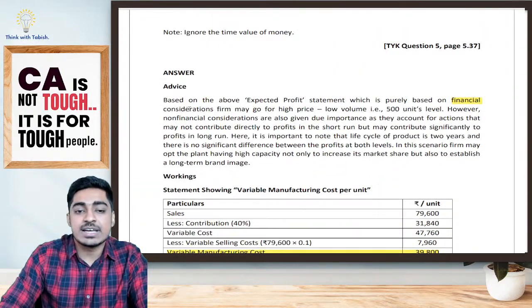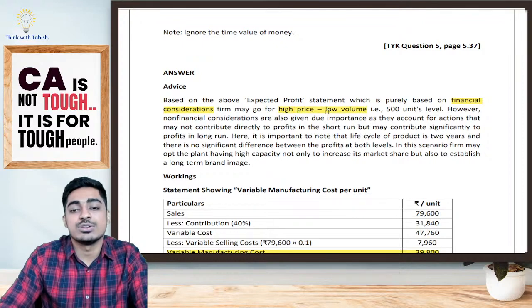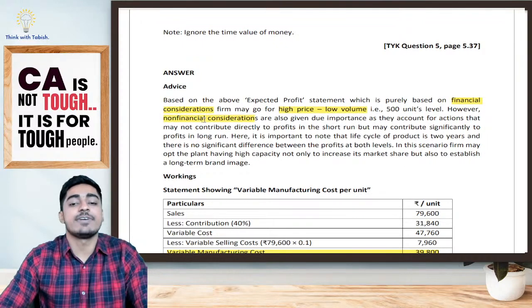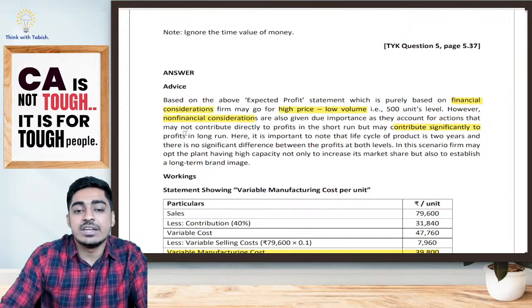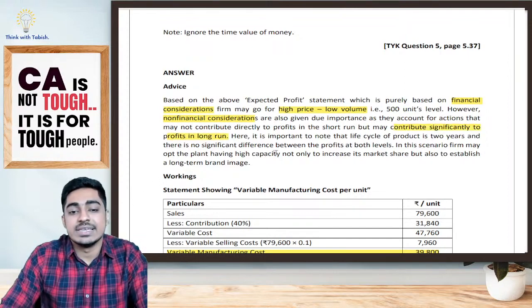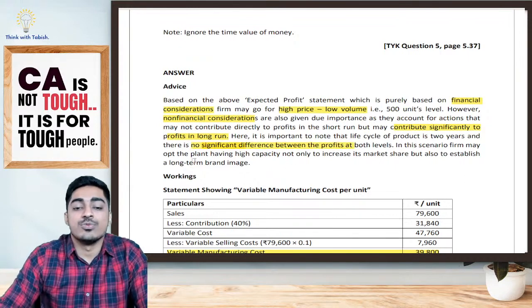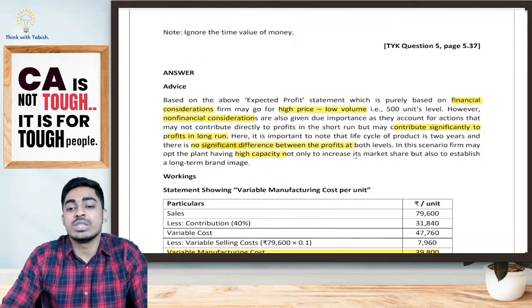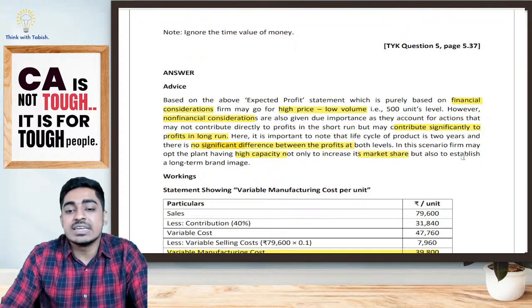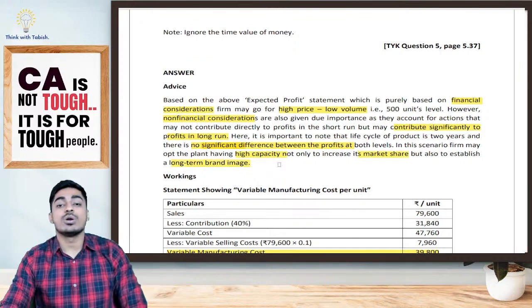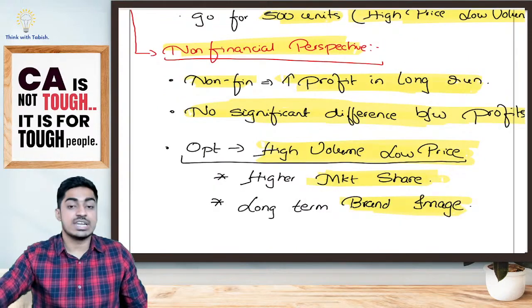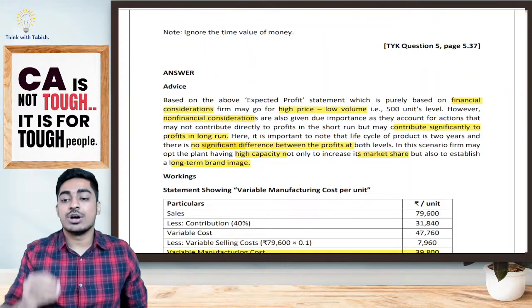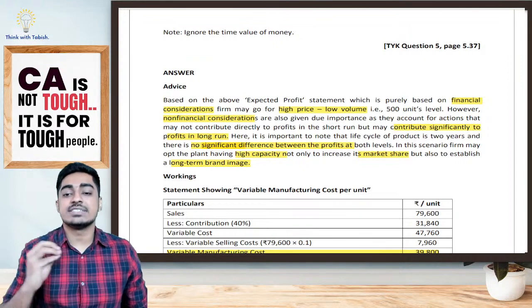From financial considerations, we should go for high price, low volume. However, non-financial factors should be considered because they contribute significantly to profit in the long run. So we are telling there is no significant difference in the profit. So we can go for high capacity so that we can get a bigger market share and also be in a position to build a long-term brand image. Always look at what is asked in the question. The question has asked for advice, so we need to give a non-financial advice.